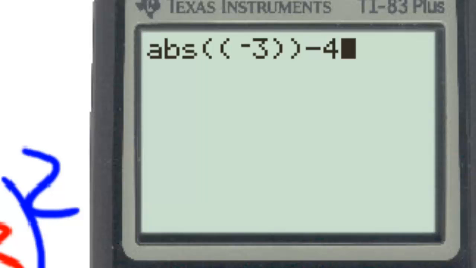And you know what? I made a mistake. We don't want to put that second parentheses in there. So what we're going to do is we're simply going to go back. We're going to do a minus sign, 4, close parentheses. And that's what it should look like. That's what we should have so far.